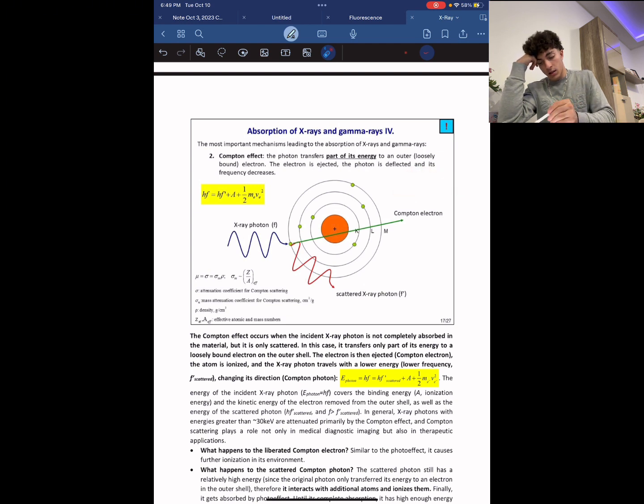How do you calculate this? We know that the energy equals h times f. This is the initial hf, so this guy, plus ionization energy plus kinetic energy. Why? Because this will emit ionization and kinetic energy, so these two, and this is the initial.